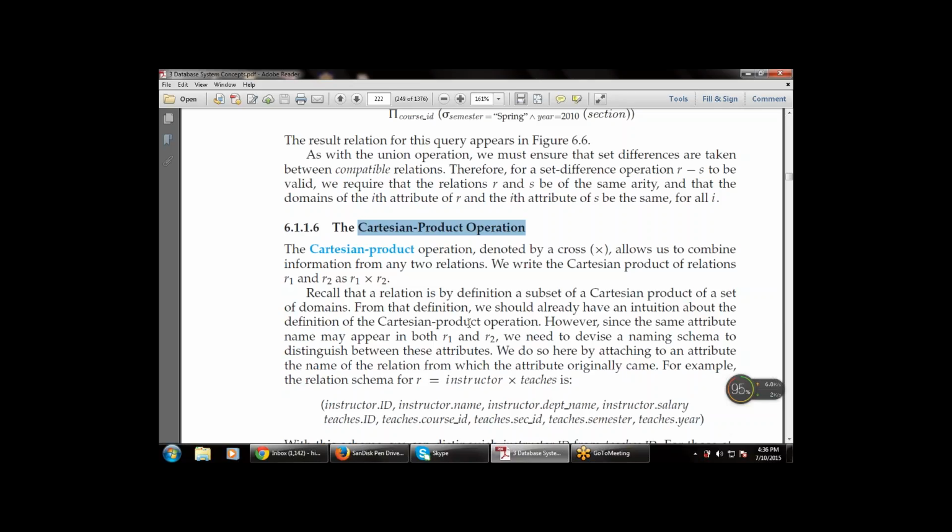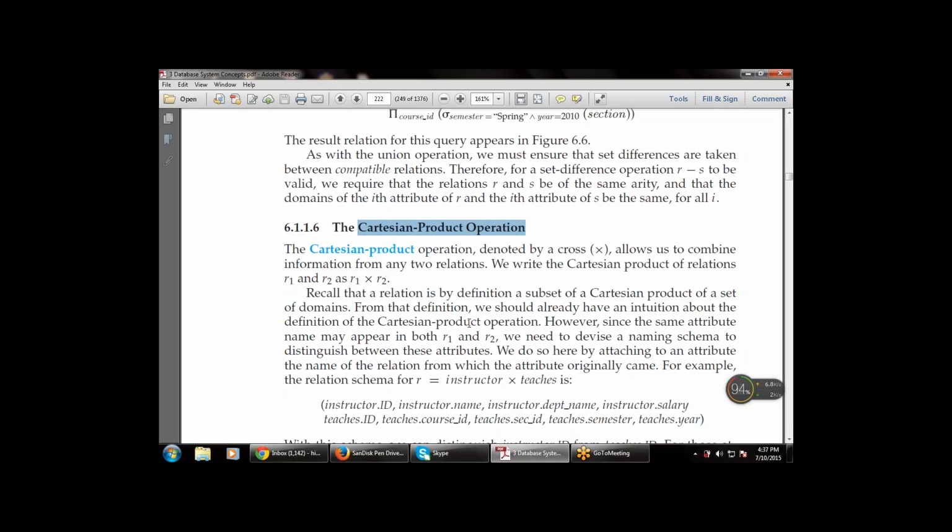We do so here by attaching to an attribute the name of the relation from which the attribute originally came. For example, consider the relation schema for R, that is equal to instructor × teaches. Two tables are combined: one is the instructor table, one is the teaches table. So what is the relation schema among these?